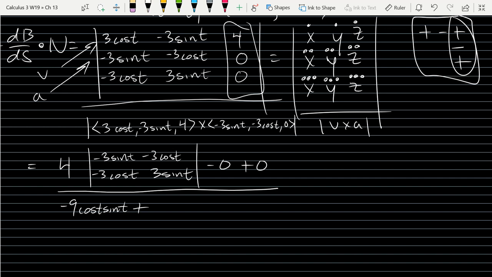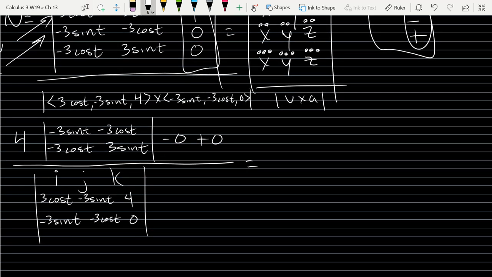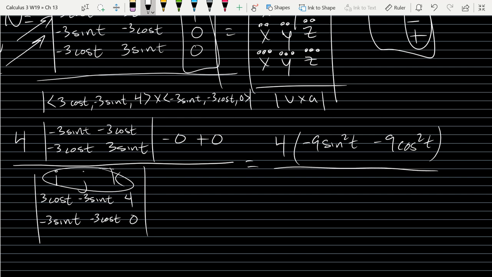oh, that's not how we do a cross product. I was thinking dot product, but no. We're not doing a dot product there. All right, so for the cross product, we're going to need an IJK matrix. Our numerator is getting relatively simple. It's going to be 4 times negative 9 sine squared t. We have minus minus and another negative, so it's going to be negative 9 cos squared t divided by.